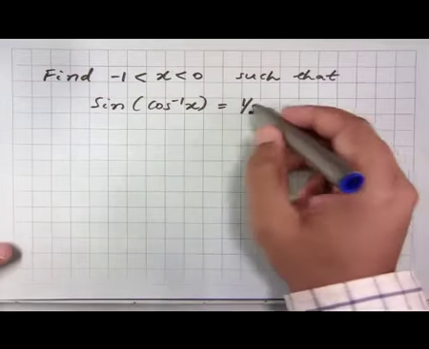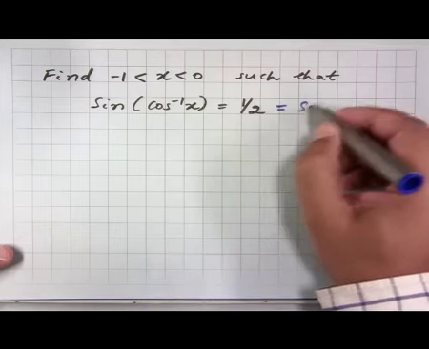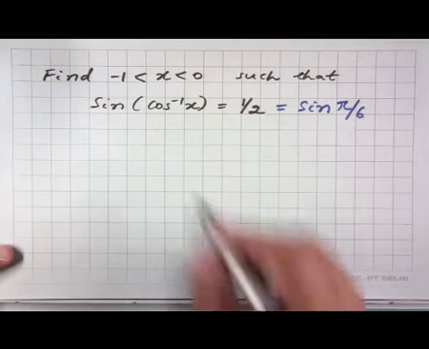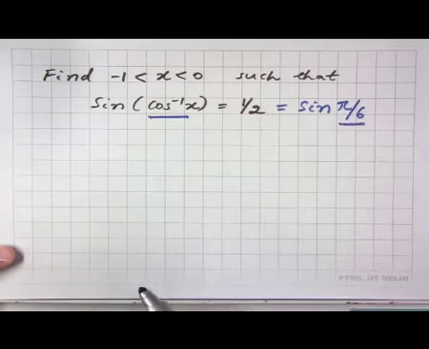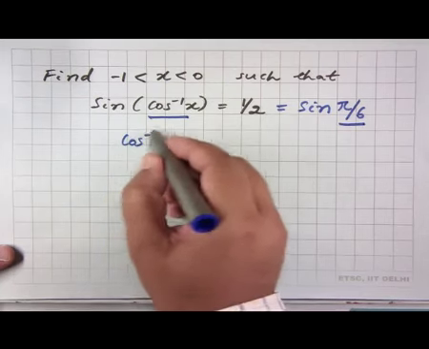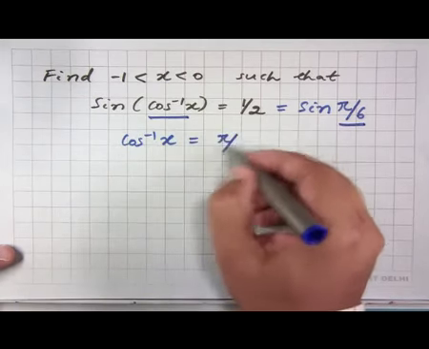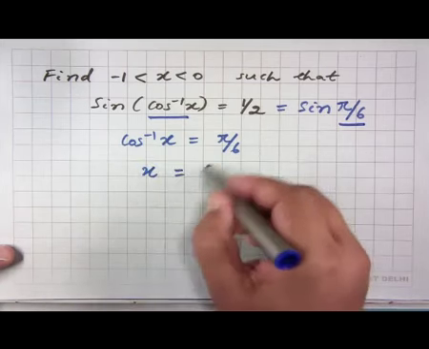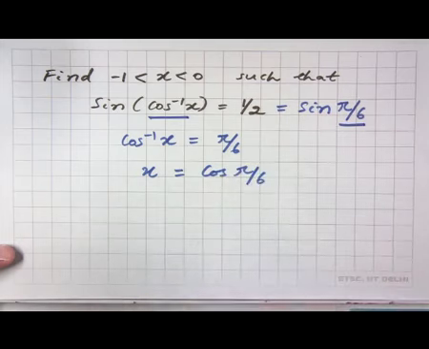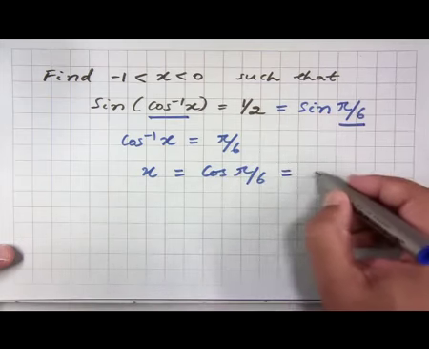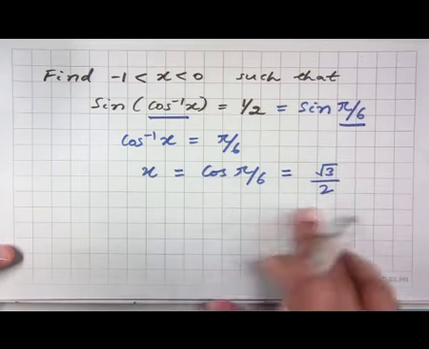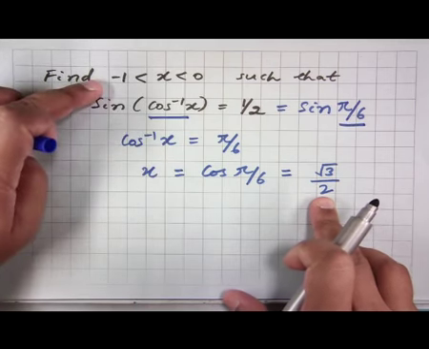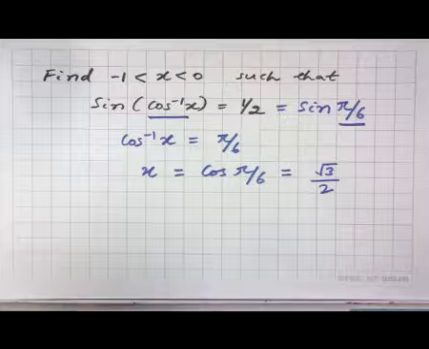Somebody could try this route. They could say that half is equal to sine of 30 degrees, which is pi over 6, and then equate cos inverse x with pi over 6. So, he could write cos inverse x is therefore pi by 6, and then taking cos on both the sides, he would get x equal to cos of pi over 6, which is equal to square root of 3 over 2. The problem is that square root of 3 over 2 does not belong to the interval -1 to 0. So, what do we do in such a case?